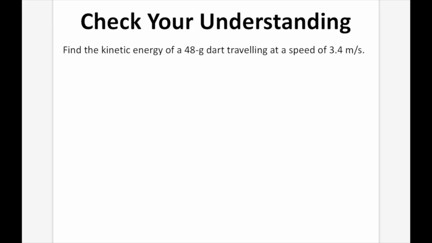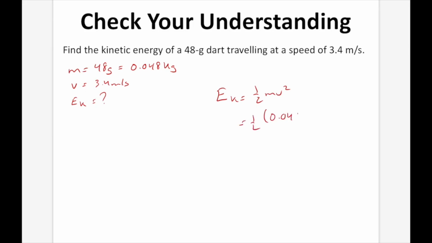Check your understanding. Find the kinetic energy of a 48-gram dart traveling at a speed of 3.4 meters per second. So let's write down what we have. We have the mass, 48 grams, which is equal to 0.048 kilograms. And we have the velocity of 3.4 meters per second. And we're looking for the EK. Now we know that EK equals 1/2 mv squared. So 1/2 times 0.048 times 3.4 squared, and that equals 0.2774 joules. Now we need to have two sig digs, so our answer comes out to be 0.28 joules.